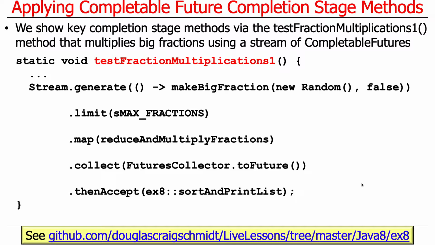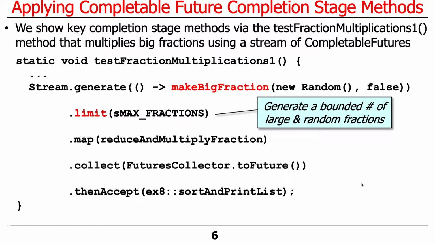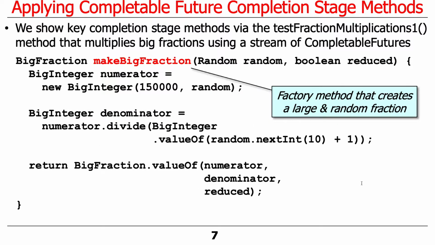As you can see, we've got a little stream here that does some cool stuff. What this is going to do is generate a bounded number of large and random big fractions. makeBigFraction is a factory method, I'll show you that in a second, that takes a random number generator and false, which says don't reduce it, just generate non-reduced big fractions. And it only does this many of them. Let's say, for the sake of argument, that that's 100, but it could be whatever.